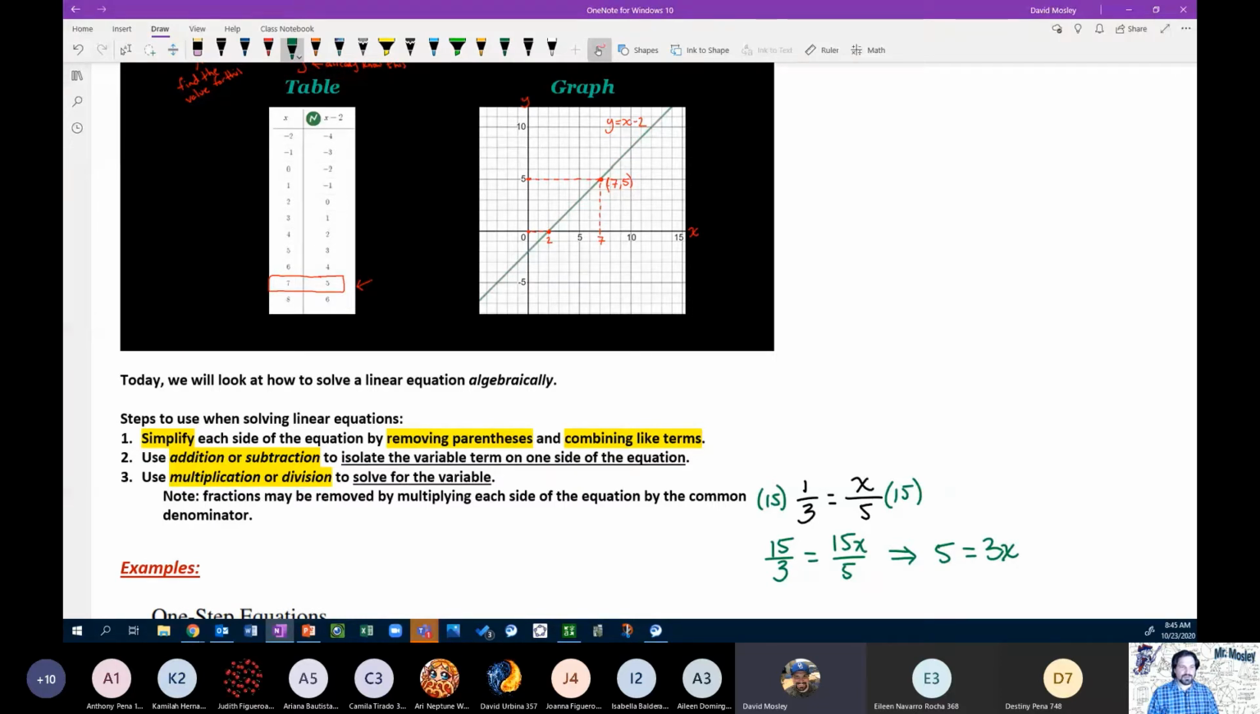Eileen, so the 1 over 3, I just picked some numbers so I could show you how to multiply by the common denominator. So this initial 1/3 equals x over 5, I just picked stuff. Yeah, it's okay.